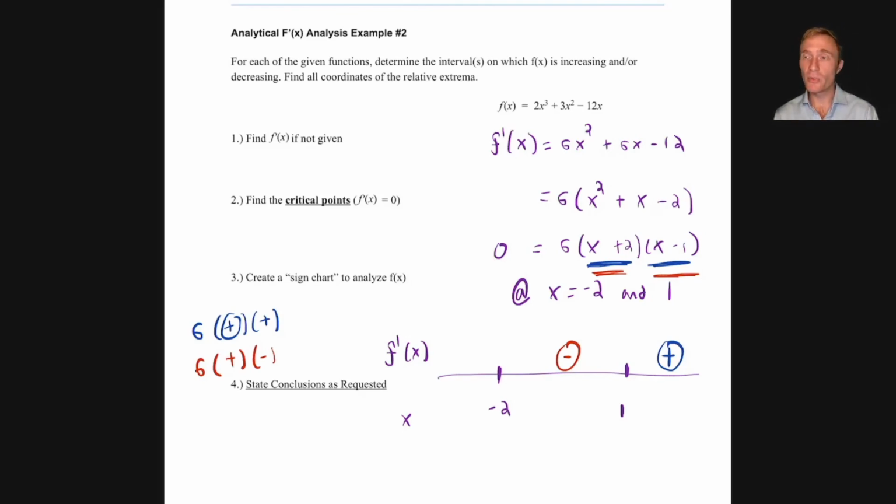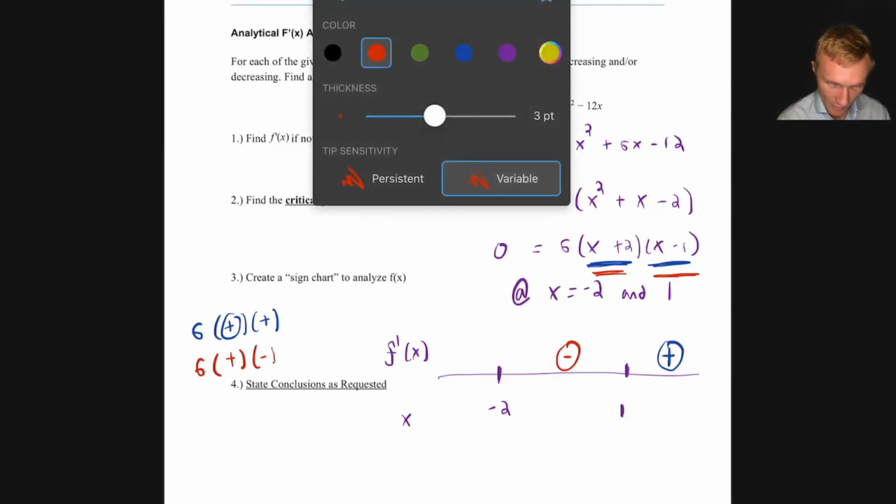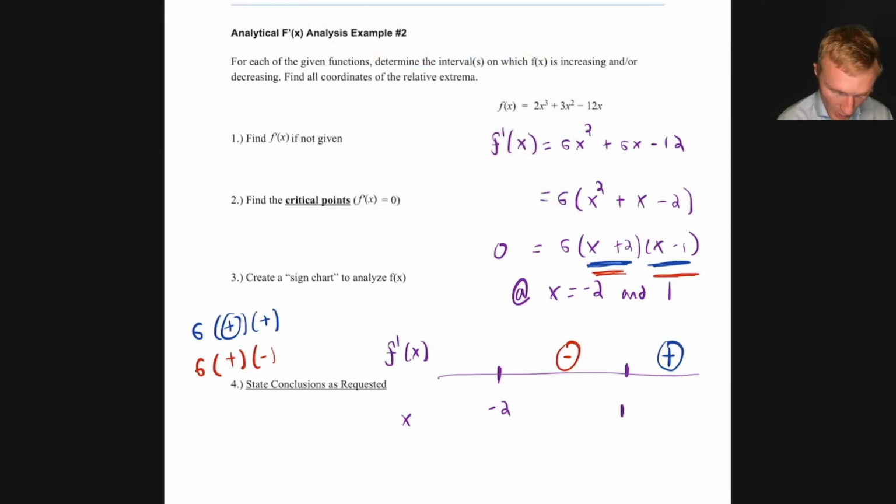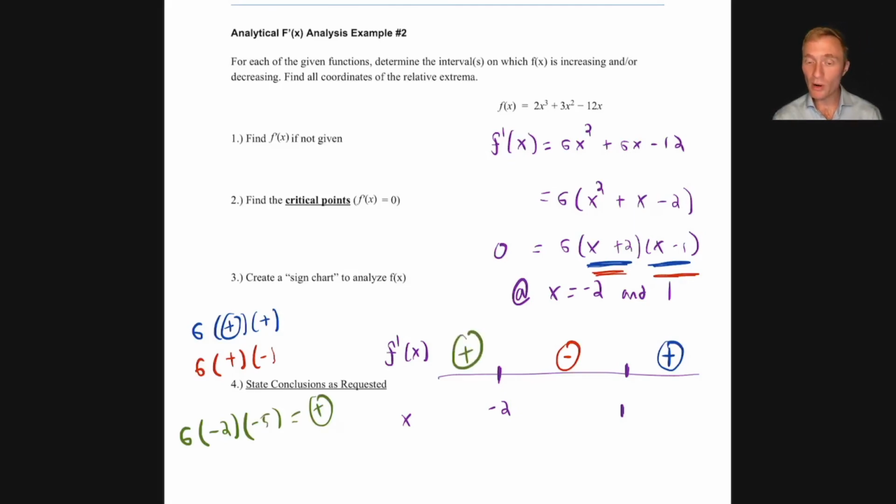You can't always assume that they're going to flip-flop here. That's going to happen a lot of the time, but not always. And finally, say we plug in -4, we're going to have 6 times -4 plus 2 is -2. -4 minus 1 is -5. All we really care about is that this is a positive number here.